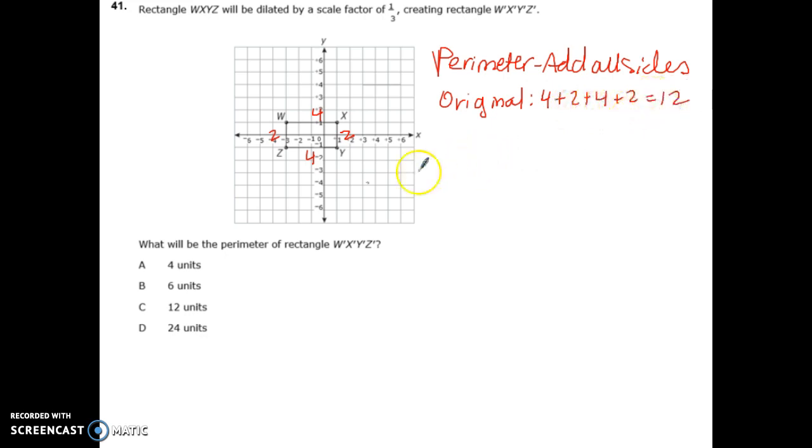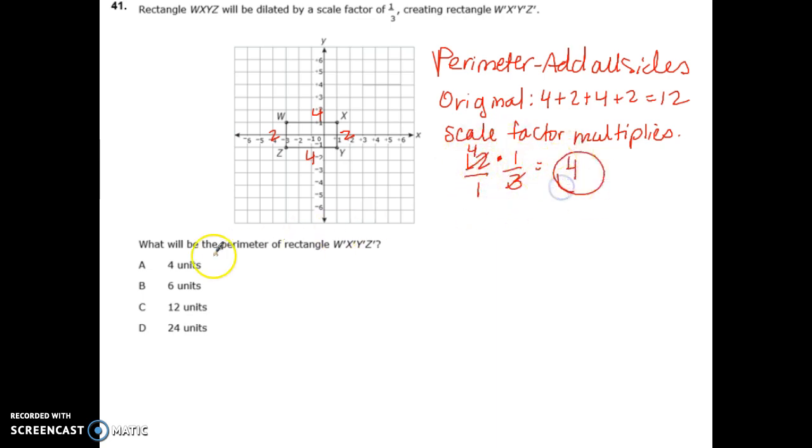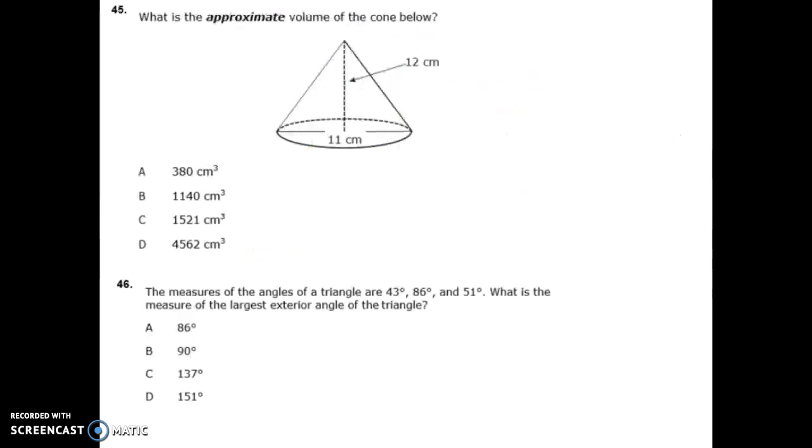Okay? And so a scale factor multiplies. So we're going to take the 12 and multiply it by 1/3. Somebody's knocking at the door, so I got to tell them a video's in session. 3 goes into 12 one time, so we end up with 4. So the new perimeter will be 4. Let me pause it. Okay, on to the next problem.